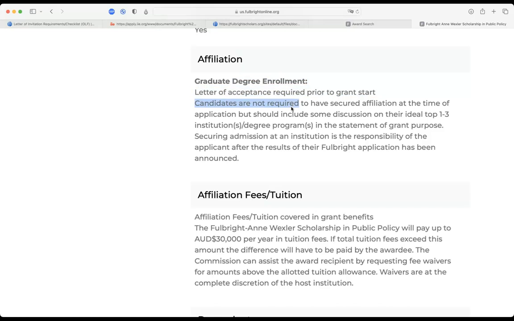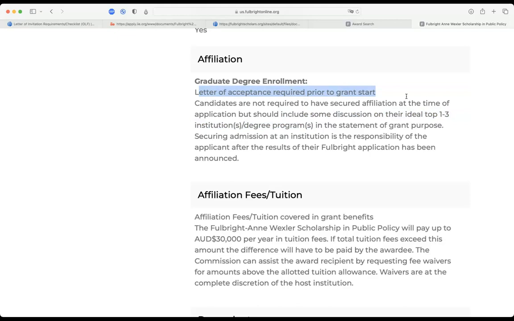So in this case, they say, okay, unless you've got an early admission, you're not going to be specifying where you're going to go, but you say, okay, here are the places I want to go, and then you'll have done the application so that when you do reach that point where the grant is starting, you have been accepted into a program.